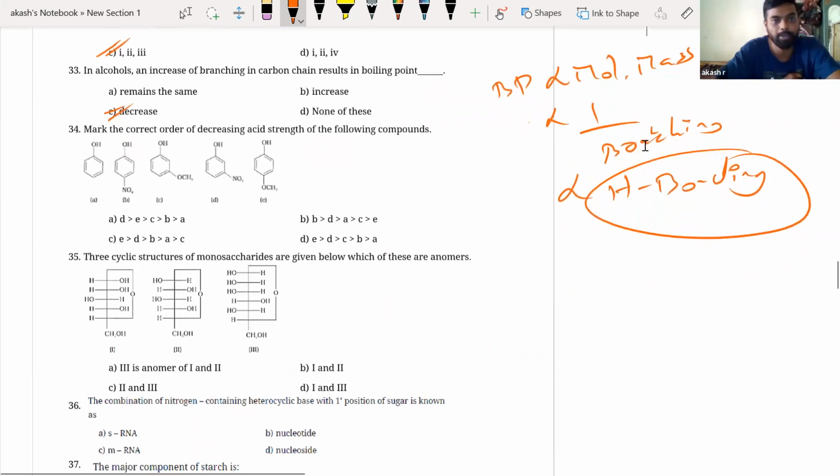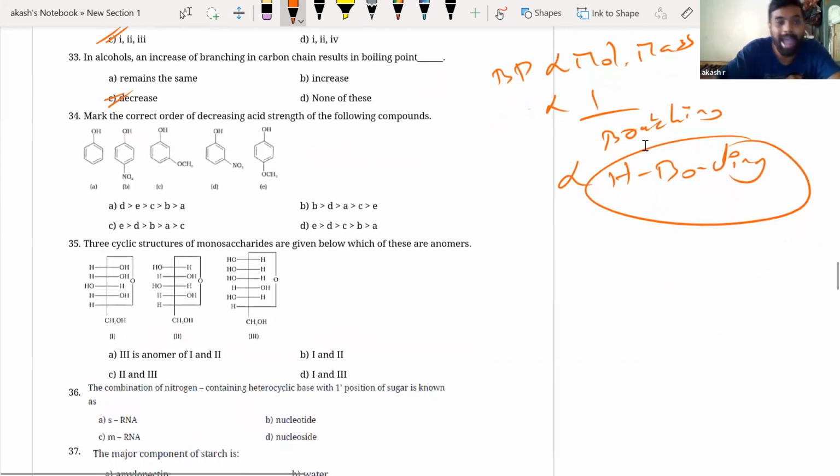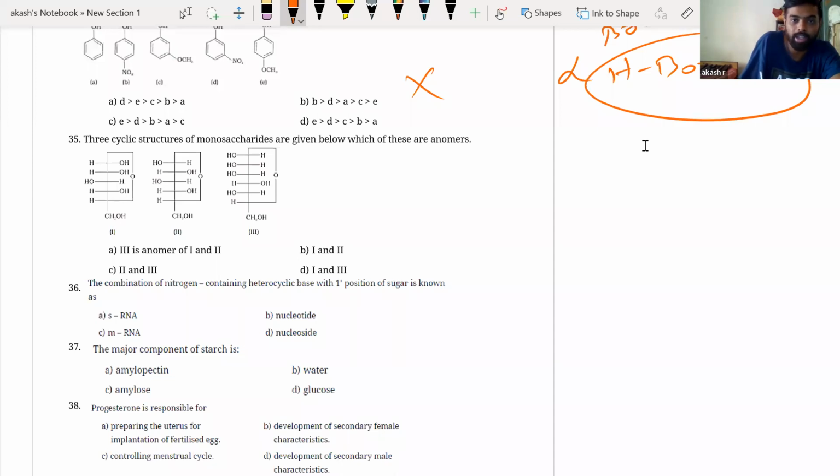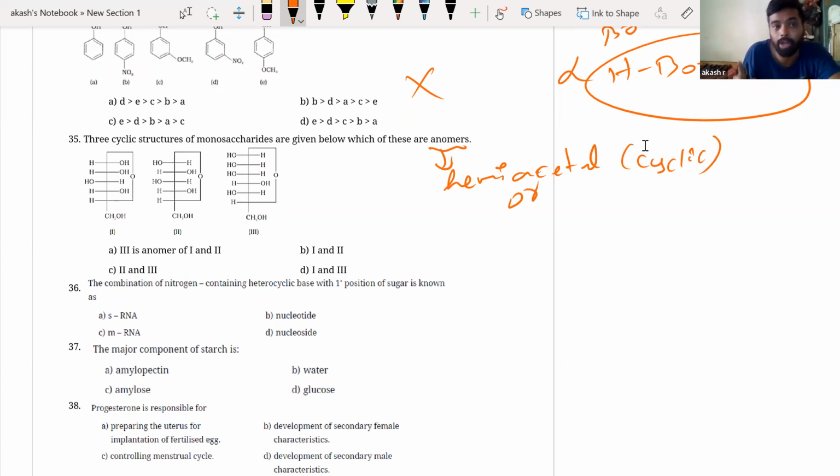Next, the cyclic structures of monosaccharides are given below. Which of them are anomers? Okay, so see, for anomers, you have to look into the carbon which is a hemiacetal. If you're talking about the cyclic structure of a monosaccharide, whichever carbon is having the hemiacetal. What is hemiacetal? I hope you know. OH and OR in the same carbon is what is called a hemiacetal. This you have to look for in the cyclic structure, right?